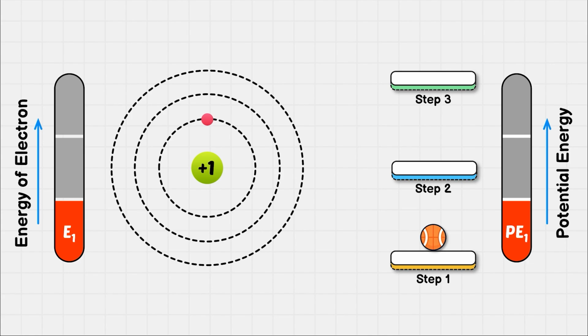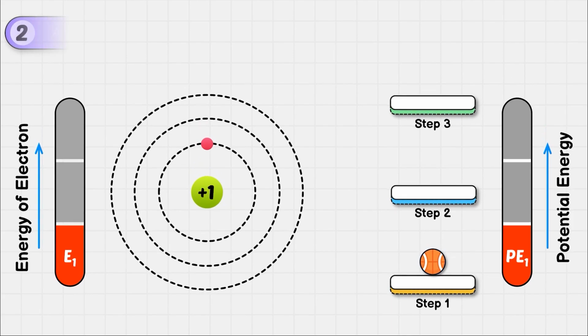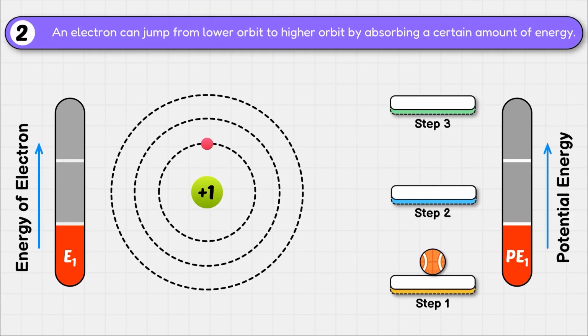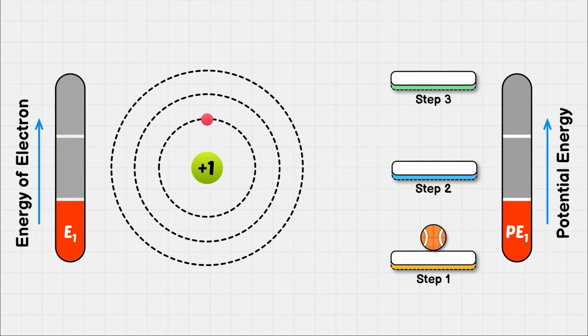In his atomic model, Bohr described the energy of an electron as its total energy, which includes both electrostatic potential energy and kinetic energy. Then, in his second postulate, Bohr proposed that it is possible for an electron to jump from a lower orbit to a higher orbit by absorbing a certain amount of energy from its surroundings. To understand this, let's apply some upward force on this ball and move it to the second step of this staircase. In the process of moving the ball to a higher step, we have done some work on it by applying a force. In other words, we have supplied the ball with some external energy by doing work on it, and as a result of this, the potential energy of the ball has increased.